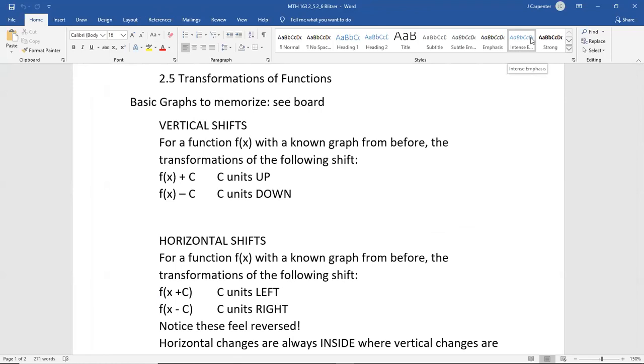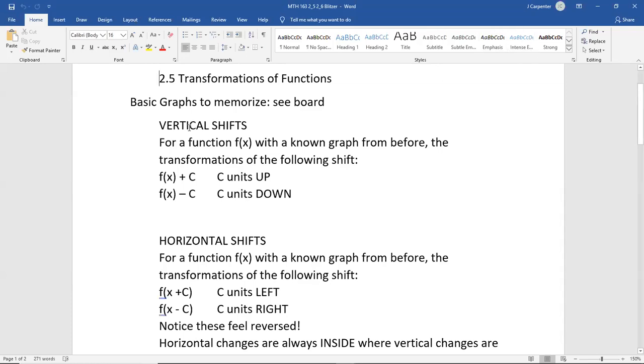Basic graphs to memorize, that was the whiteboard that we just did. Let's talk about vertical shifts and horizontal shifts. So the idea of this section is that we're going to just paint that original picture. If we got a graph that has an x squared in it, then we're going to graph that U shape. If we have an absolute value somewhere, then we're going to graph that V shape. If we have an x cubed, then we're going to graph the shape that has it going up on the right and down on the left, and it bends kind of like a parabola.